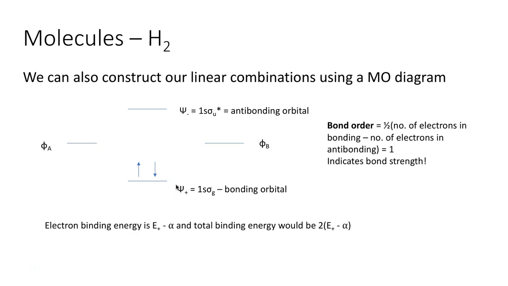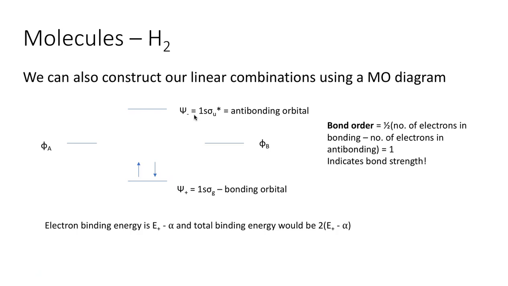So remember, that's a gerade. It doesn't change sign upon inverting the coordinates. And then we have the psi minus, which we're going to call 1s sigma star u, and that's an anti-bonding orbital. Remember, that's the one that did not have any orbital overlap, or any probability of having electron density between the two atoms.